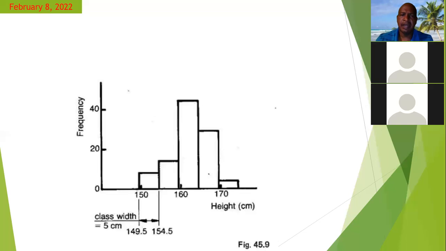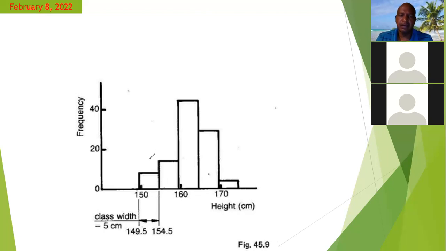All right, let me give you an idea. Here we have a diagram showing exactly what that means. Now remember that our classes are going to have class width and they're going to have boundary values.